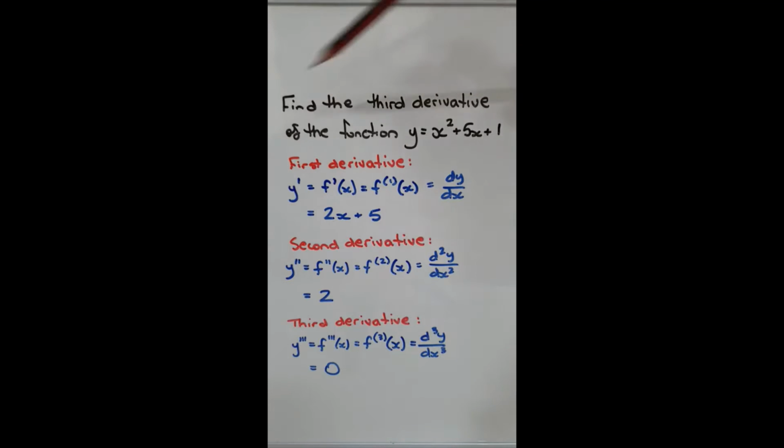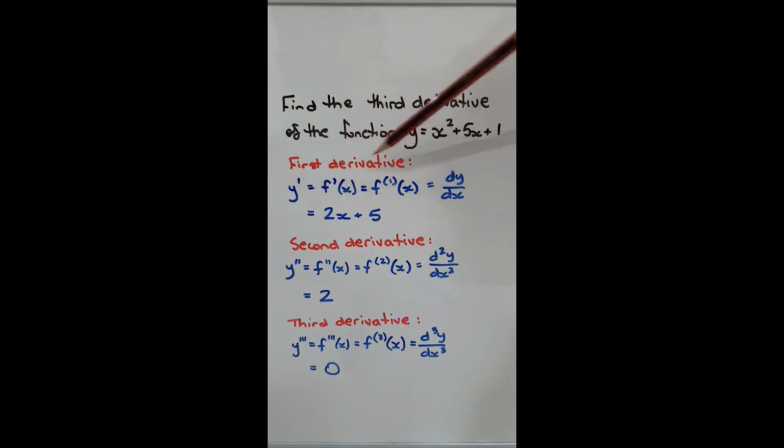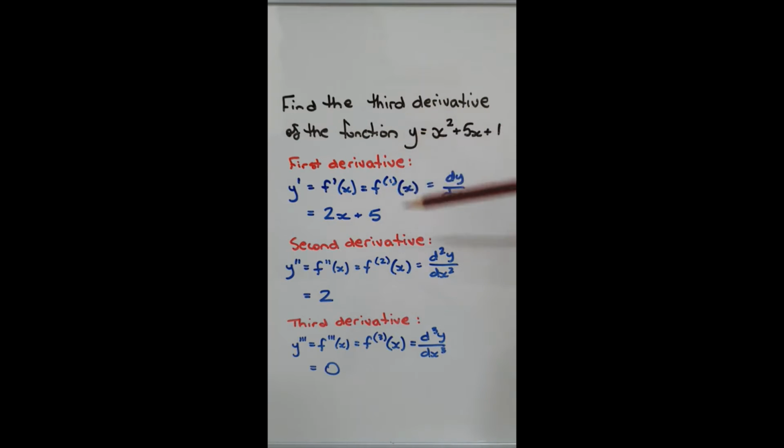Find the third derivative of the function y equals x squared plus 5x plus 1. Note the 4 different ways that we can denote the first derivative. So we have y dash, f dash of x, f superscript (1) of x, but the 1 needs to be in brackets, and dy dx. And the first derivative is 2x plus 5, using our usual rules of differentiation.